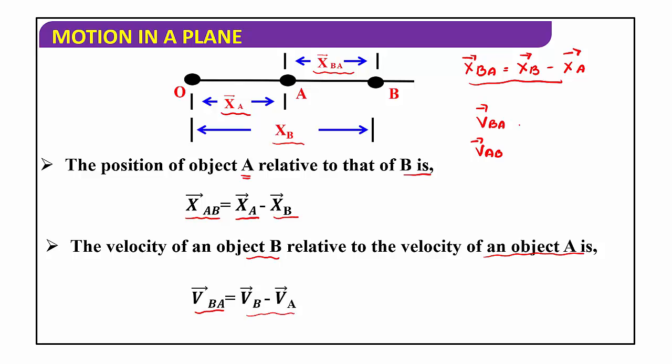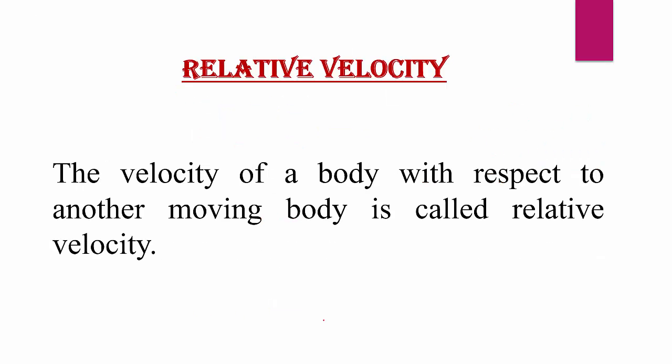Right? How to write relative velocity? VBA equals vector VB minus vector VA. Then how to write vector VAB? That is vector VA minus vector VB. That gives relative velocity.